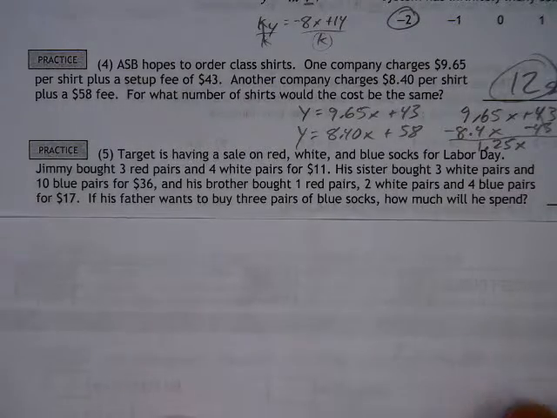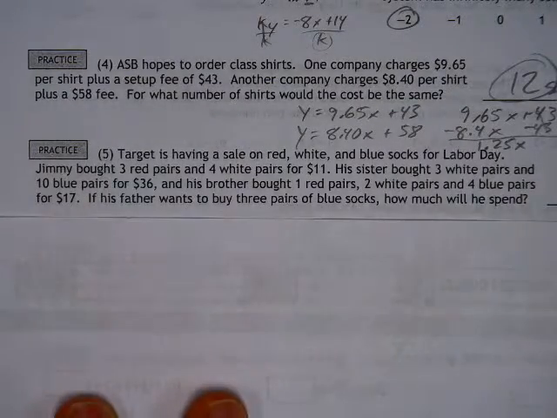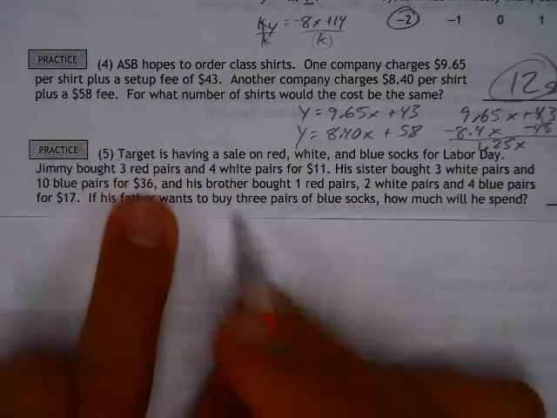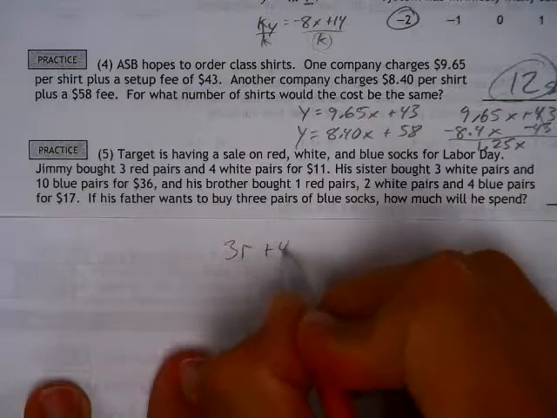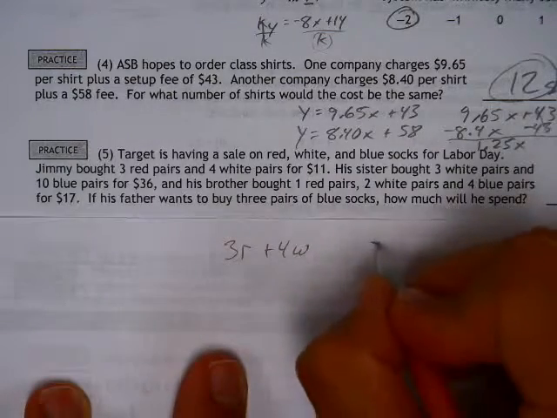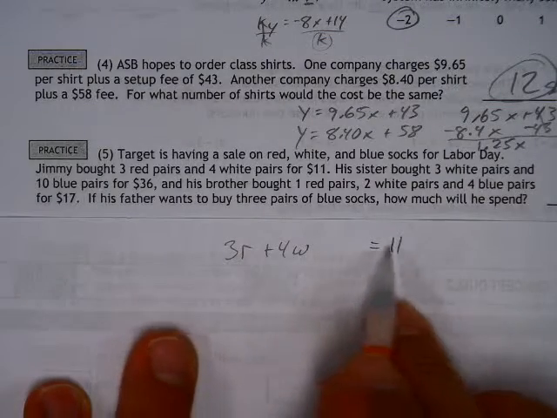Target is having a sale on red, white, and blue shirts on Labor Day, and we have different combinations of shirts. 3 red pairs and 4 white pairs cost $11. So 3R plus 4W equals 11. I know it's red, white, and blue, so I left space for the blue here for my other equations.